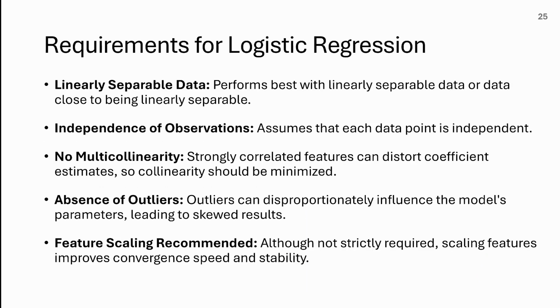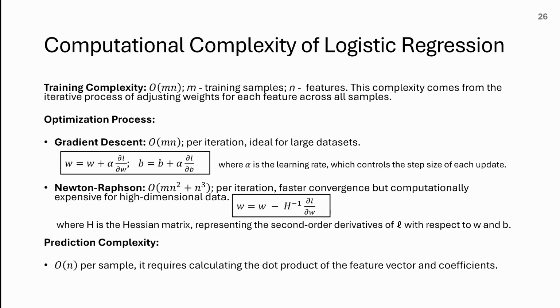Logistic regression assumes linear separability and benefits from scaled, non-correlated features to ensure reliable and interpretable coefficients. Logistic regression is computationally efficient for moderate-sized datasets, with training complexity scaling linearly with the data size. Optimization algorithms like gradient descent make it feasible for large datasets, while regularization helps control overfitting in high dimensions.